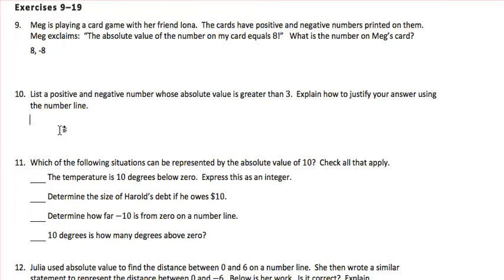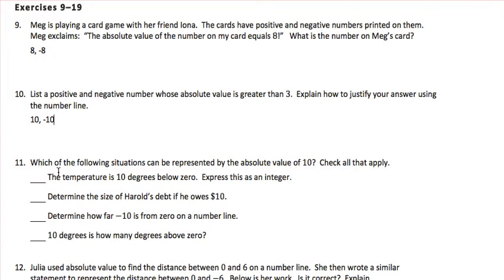But one example could be 10 and -10. Their absolute values are greater than 3. And then you should justify by putting them on the number line and showing how far away from 0 they are.